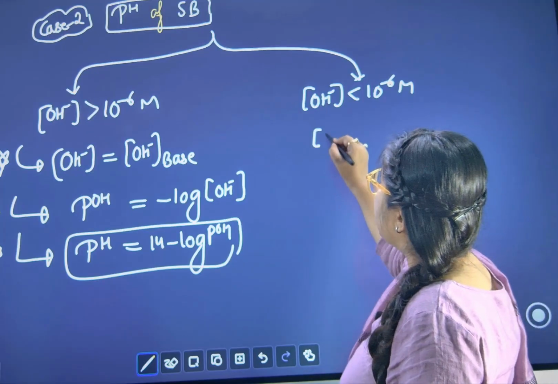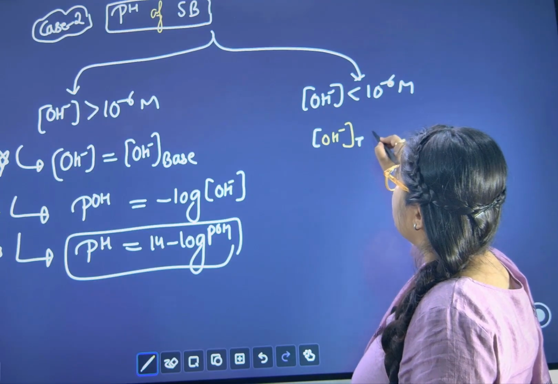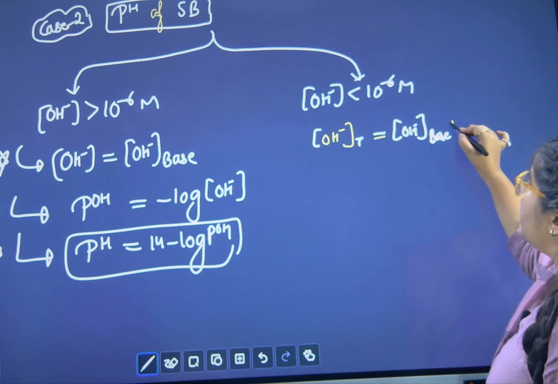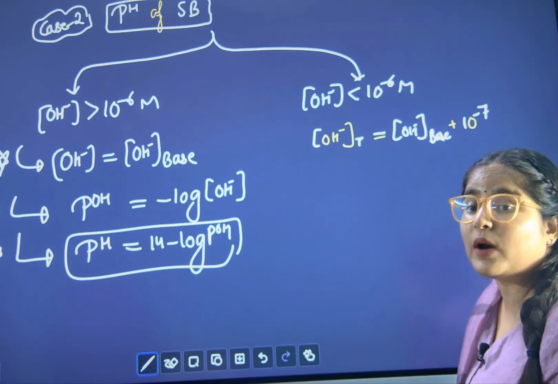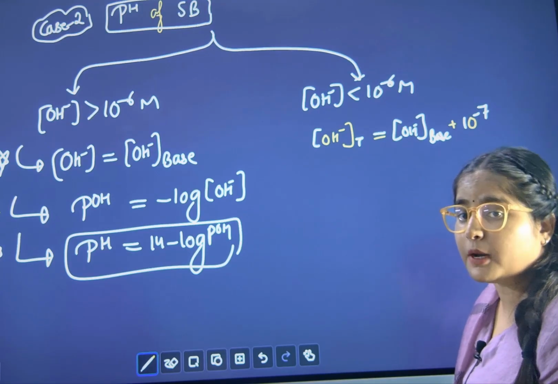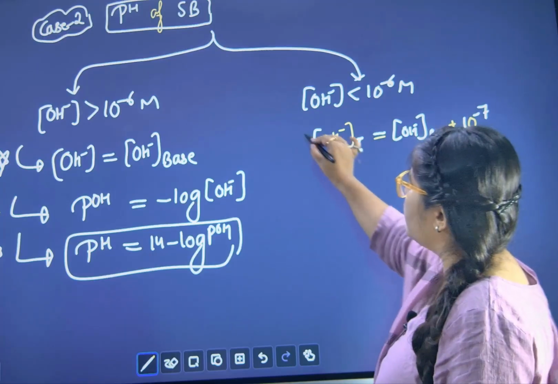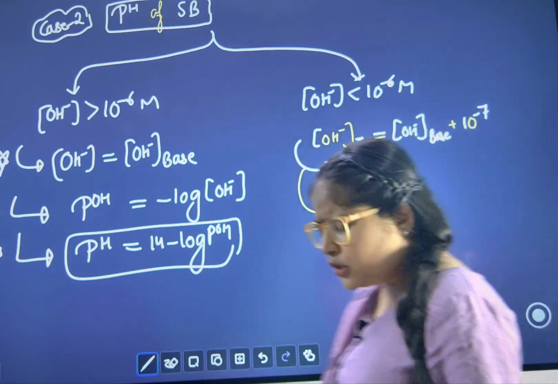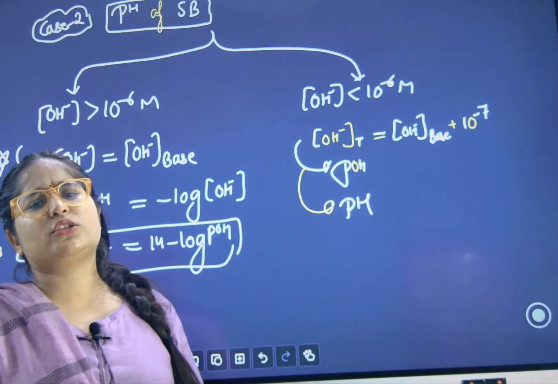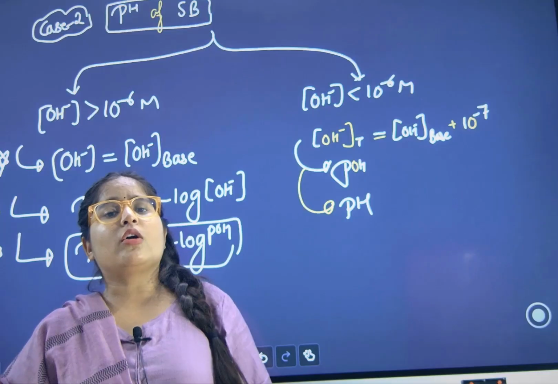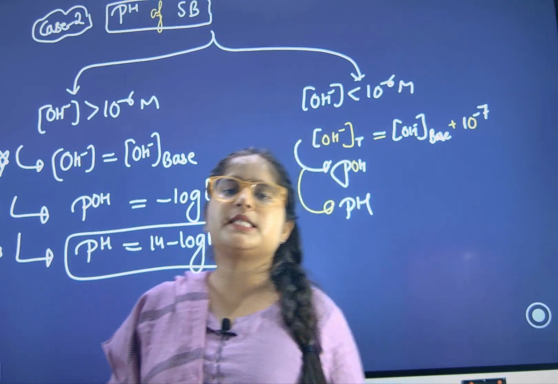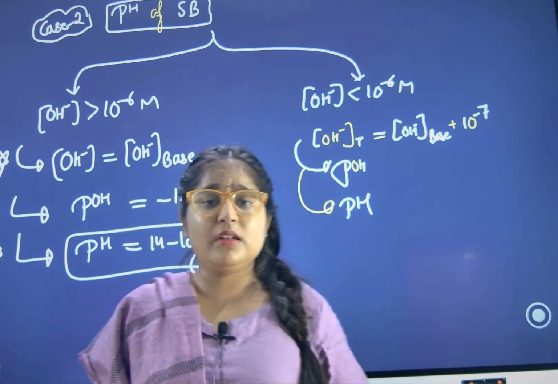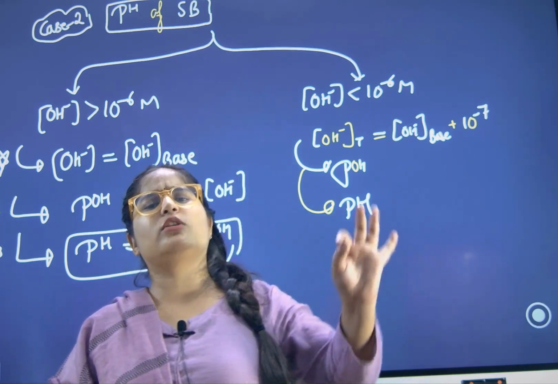So in this case, total OH minus ion will be equal to OH minus ion of the base plus 10 to the power minus 7. Why? Because from water, OH ion is 10 to the power minus 7. Clear? Now here also from OH we will calculate pOH, and from pOH we will calculate pH. Simple. So either strong acid or strong base, just check the concentration. If the concentration is more than 10 to the power minus 6, simple question, no need to add anything. But if the concentration is less than 10 to the power minus 6, add 10 to the power minus 7.